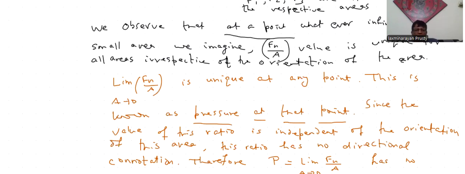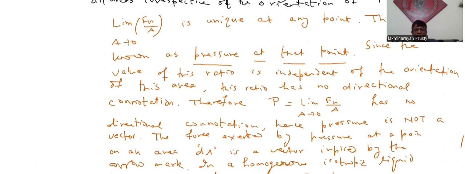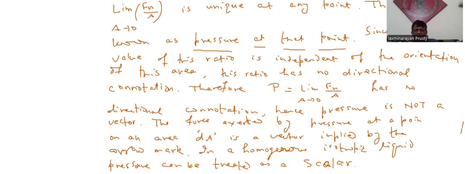So this Fn by A ratio, when A tends to 0, is a unique value at any point. This is known as the pressure at that point. This is defined as the pressure. So the Fn by A ratio is independent of the orientation of the area. Whether it's a vertical area, slant area, or a horizontal area, the Fn by A ratio is the same. So for a point, this ratio is a unique value. So we call this the pressure at that point.